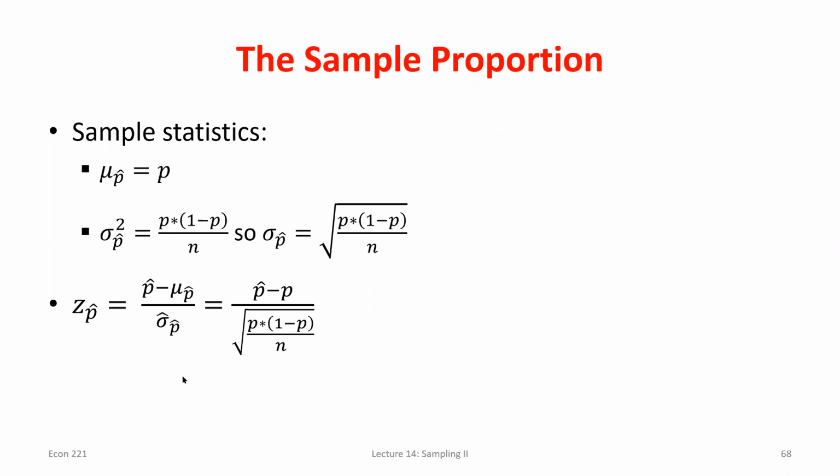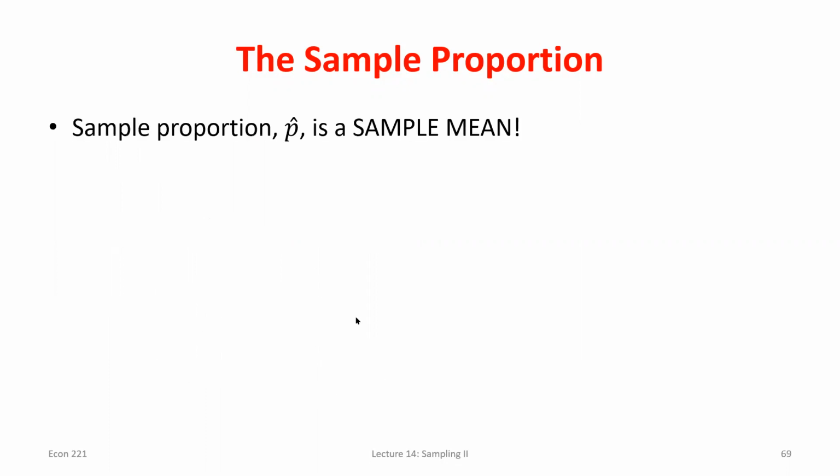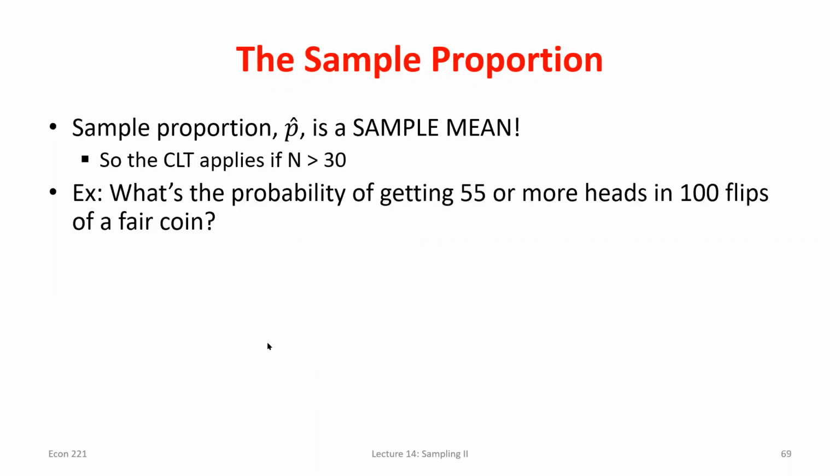So like I said, I'll repost the slide so you have all this as well. But then we could think about an example, right? So what's the probability, if I flip a coin, what's the probability it comes up heads 55 or more times? Right?